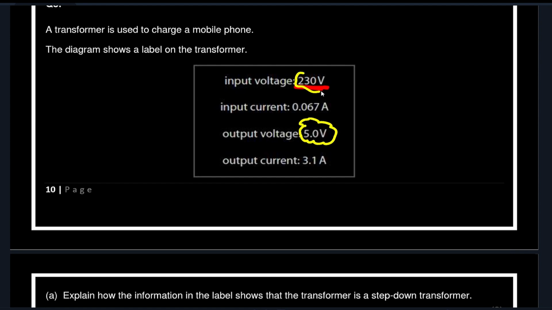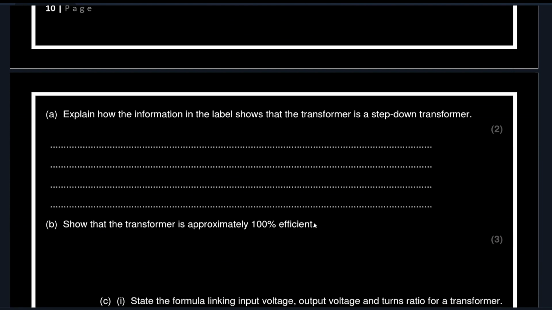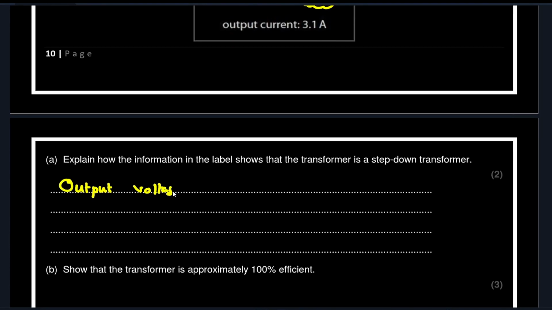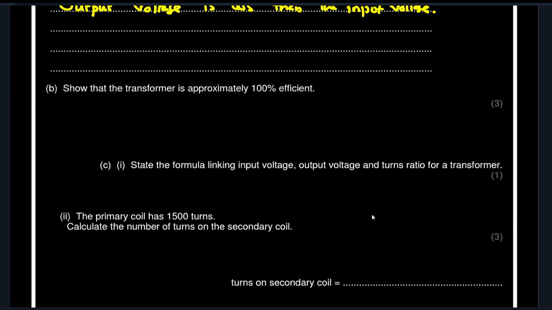So to check which type of transformer it is, that's actually what you need to look at. Explain how the information in the label shows that the transformer is a step down transformer. We are going to say the output voltage is less than the input voltage, because if you look at that information, we can attest that this is a step down transformer. State the formula linking input voltage, output voltage, and turn ratio of a transformer. We've mentioned this before, so let us try to highlight that.